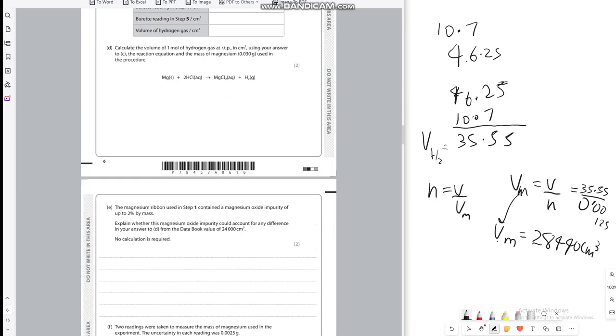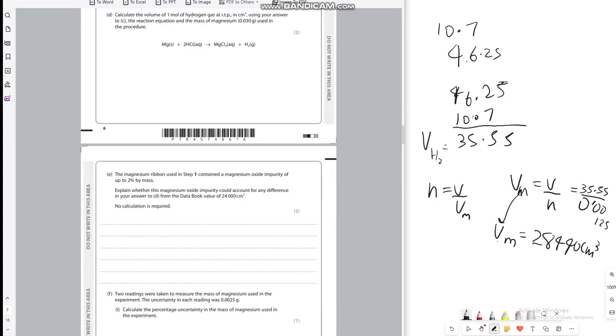Right. Okay. The magnesium ribbon used in step 1 contained magnesium oxide impurity of up to 2% by mass. So it's not fully magnesium. Part of it is magnesium and the rest is magnesium oxide. According to what they are saying, 2% is magnesium oxide, so 98% is only magnesium. Explain whether this magnesium oxide impurity could account for any difference in your answer to D from the data booklet value of 24,000. So, as we did here, I'll show you the workings.